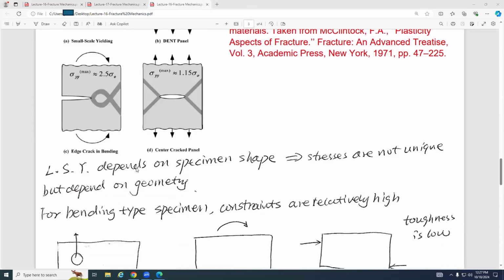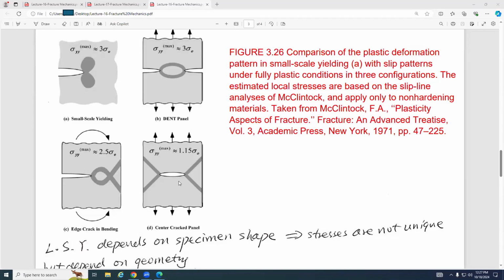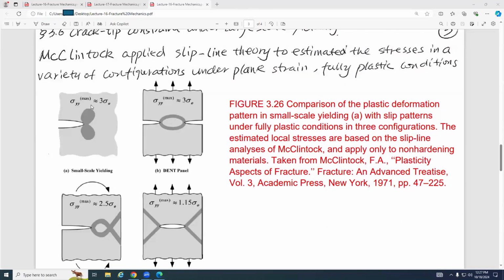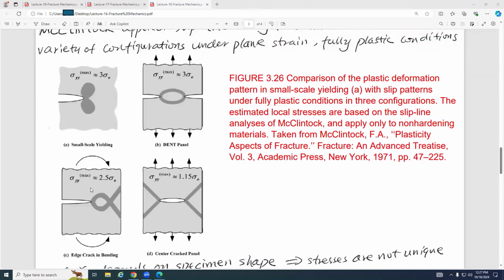So large scale yielding depends on specimen shape. You can see different specimens have different patterns of plasticity areas. So it is dependent on the specimen shape, and stresses are not unique but dependent on geometry. Same loading, but different stress distribution.